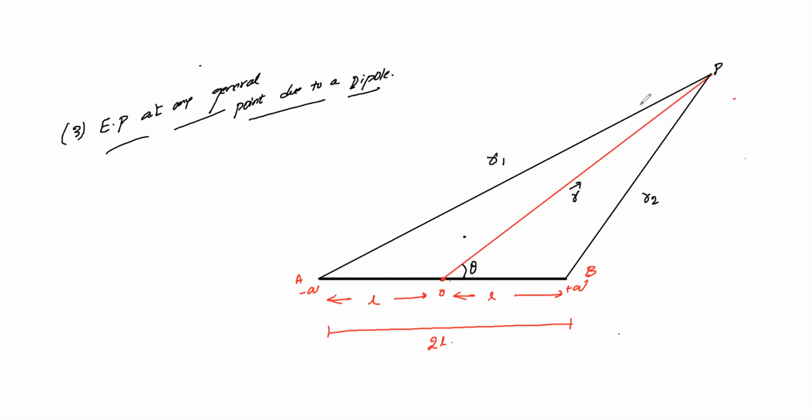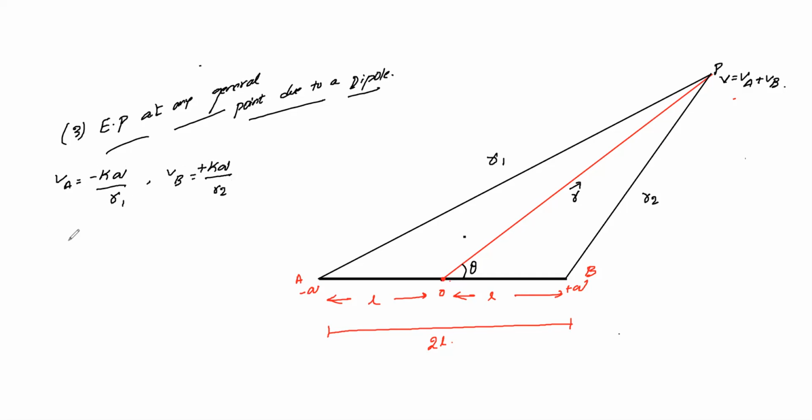Let's see the potential at P. So V is equal to VA plus VB. First, let's see VA. VA is equal to minus KQ by R1. Now let's see VB. VB is equal to KQ by R2, and it is plus.